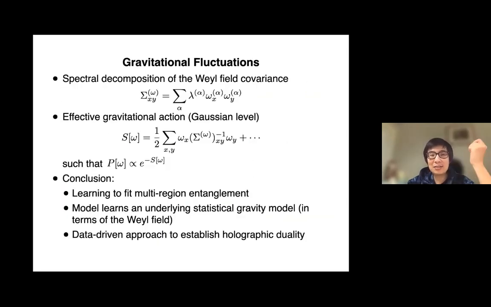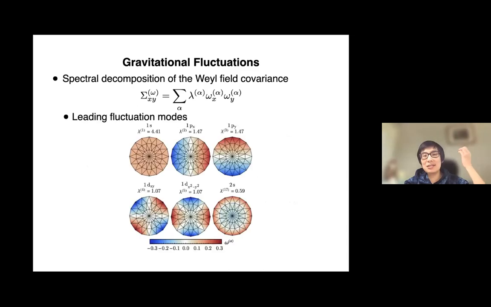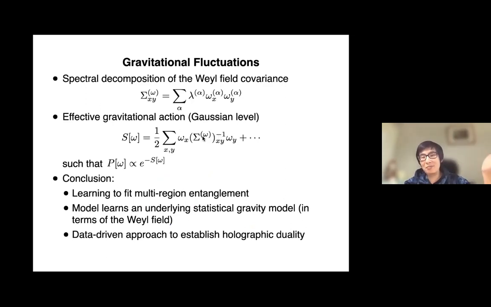I think that's towards the end. So in the end, I want to say that, of course, with all these studies, one can also study, for example, the bulk field fluctuation. We can study its covariance and do spectral decomposition to understand the dominant gravitational modes, and one can even write down a Gaussian model. For example, if you are satisfied with a Gaussian-level description, this will be the action for the gravitational theory. So that means we really can extract a sensible theory from learning. The conclusion is that this learning tries to fit the multi-region entanglement, and the model after learning will learn the underlying statistical gravity model. In this case, it is in terms of the bulk field fluctuation. So this provides a data-driven approach to establish holographic duality.